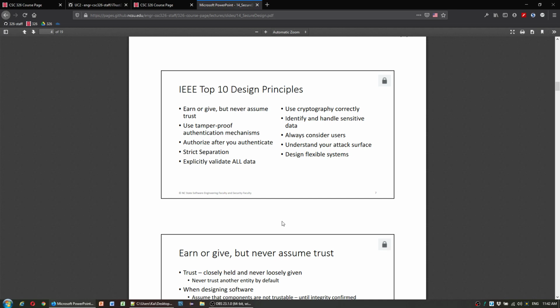All right. Next one we have is strict separation right here, and this says basically separate out control flow instructions from data instructions. And what this means is that basically you shouldn't just take an arbitrary string of data from a user and then use exec or eval on it.